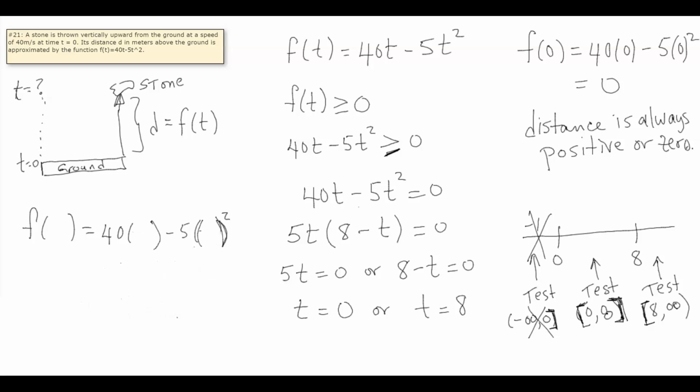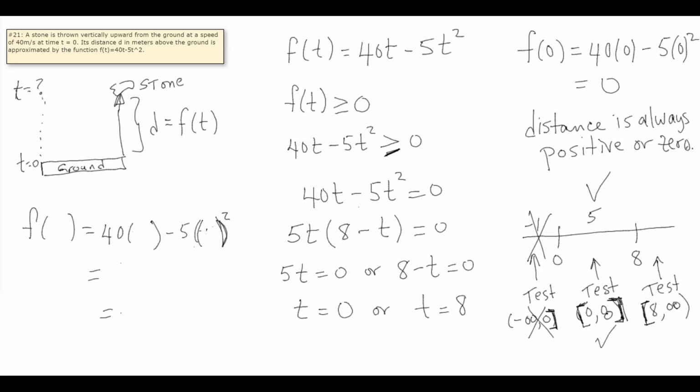Now we're going to check the middle interval that goes from 0 to 8. So I'm going to pick a value in here, let's say maybe 5. So f of 5 is equal to 40 times 5 minus 5 times 5 squared. I end up with 40 times 5, which is 200, minus 125, which gives me 75. Well, that's greater than or equal to 0. So we want to take this interval. So I know that's part of my solution.